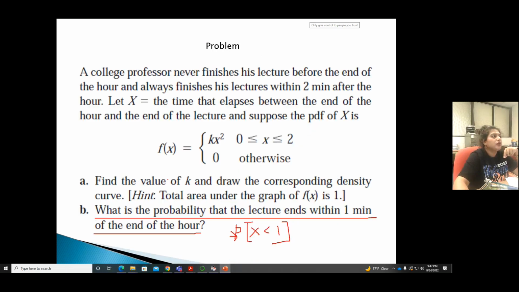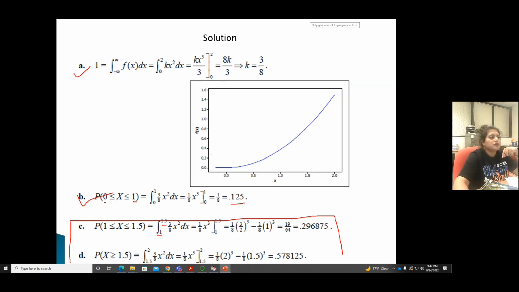Now, what is part A though? Part A is to find the K and draw the corresponding density curve. You can understand that this is an x square, which is just a positive function. Anything beyond zero is basically zero, and then it's like a parabola upstairs. You don't have to exactly measure the K value or the constant value and how it varies. So you just give a rough sketch of it.